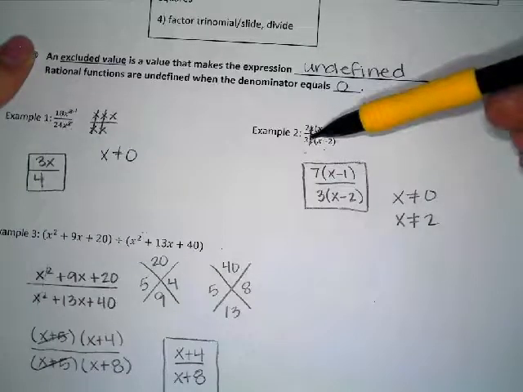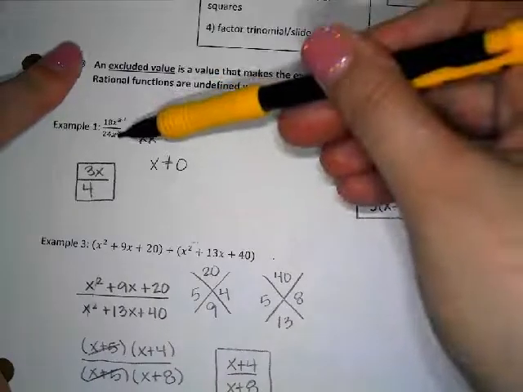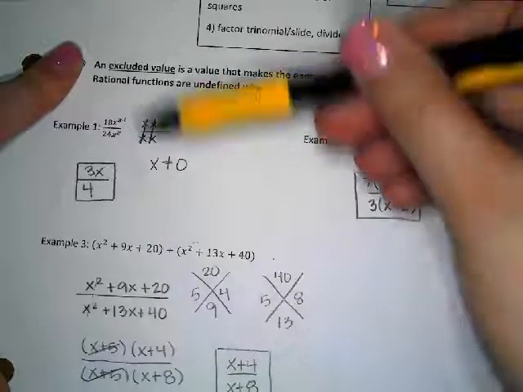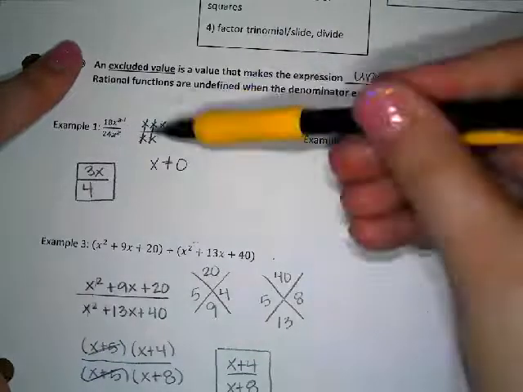So you can do it with a calculator. You can see the error messages on the calculator, but you can also do it just by looking at it. But you have to look before you cancel. So you look when it's factored before you cancel.